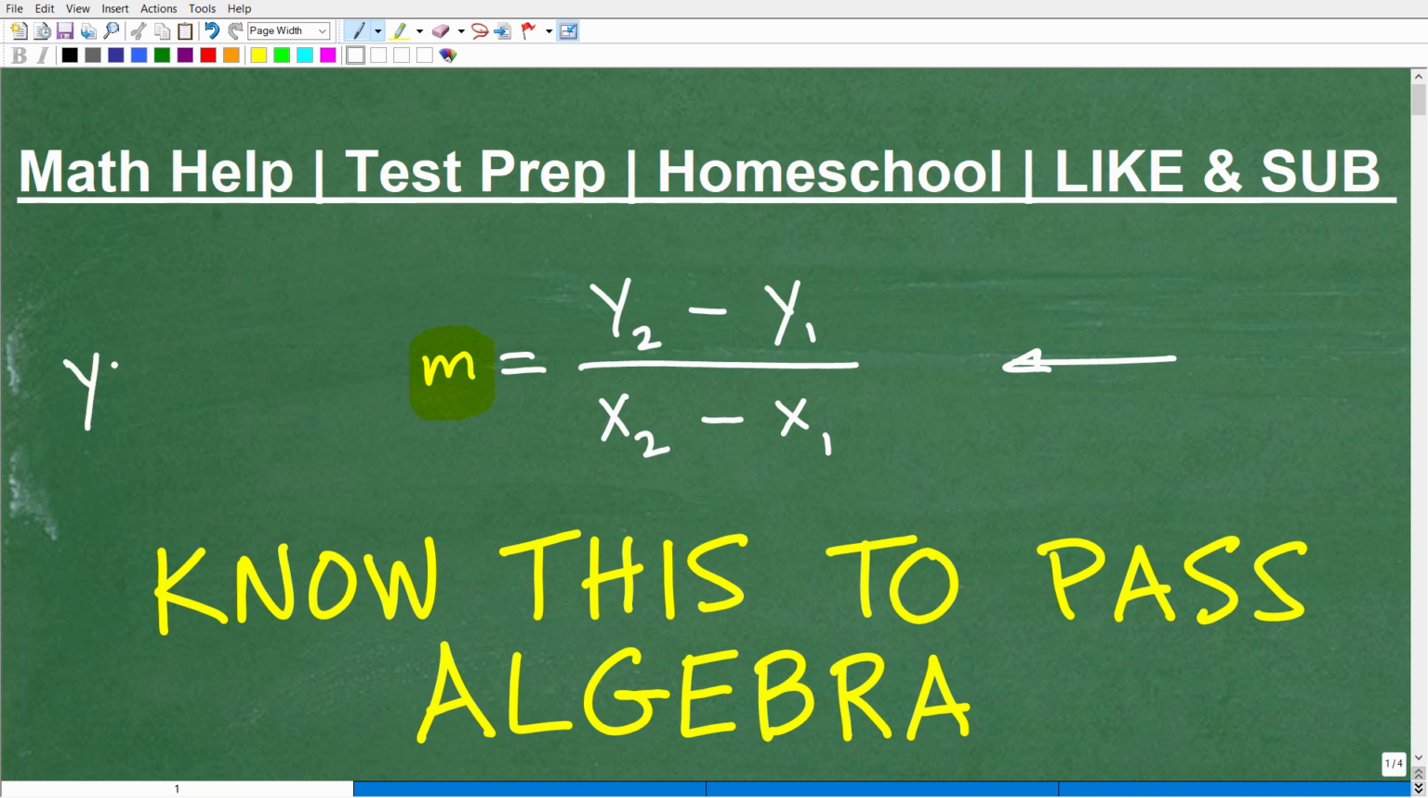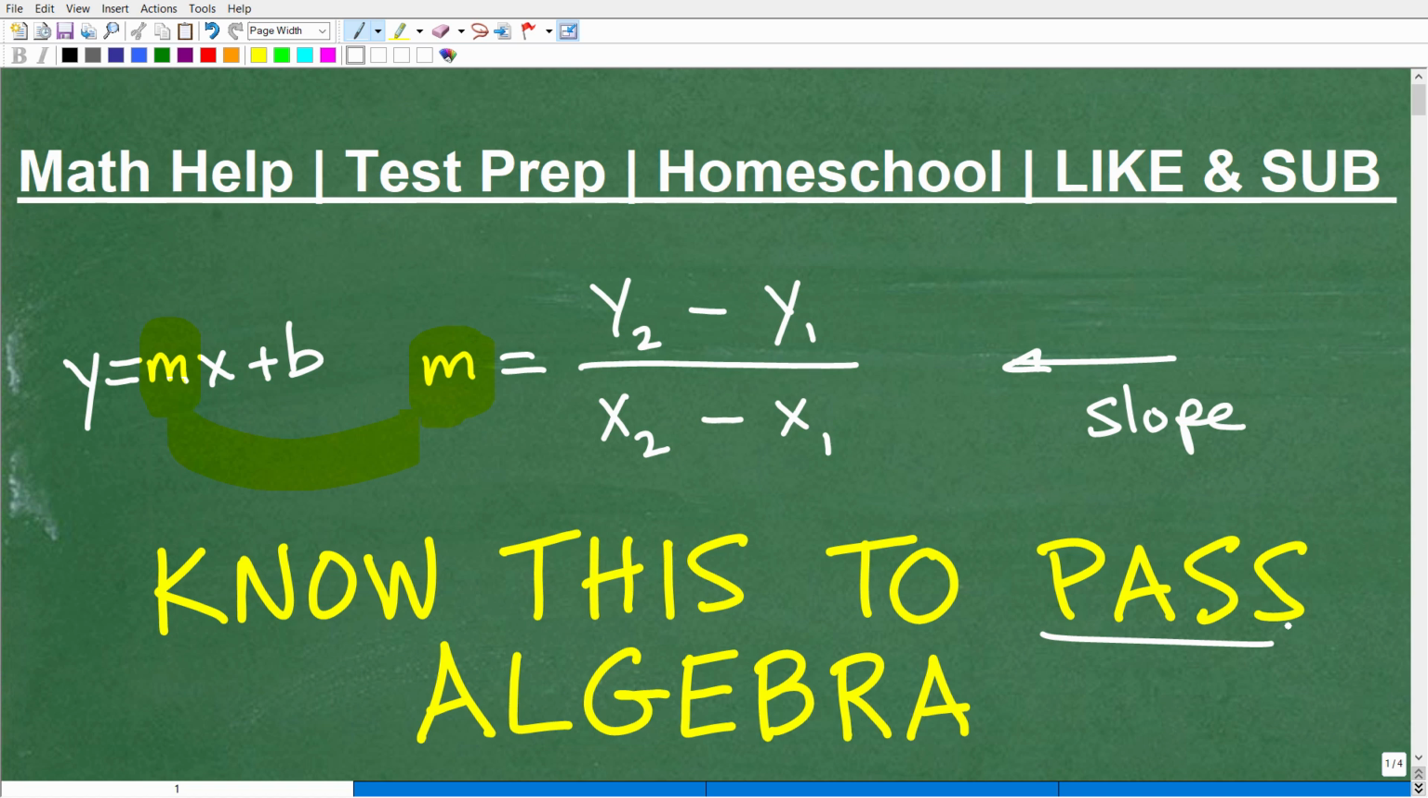But let me give you another little equation here, y equals mx plus b. Hopefully all of you recognize this, but this m here in this equation, y equals mx plus b, is the same m I'm talking about right here. And of course, the answer is the slope. We're going to be talking about the slope of the line. And again, you absolutely need to understand the slope of the line in order to pass algebra.